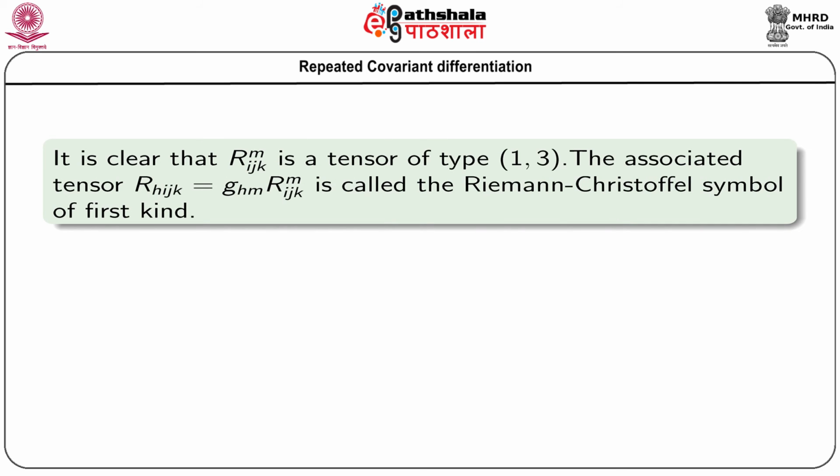And it is clear that R^m_ijk is a tensor of type 1-3 and its associated tensor R_hijk can be obtained by inner product of g_hm with R^m_ijk, and this associated tensor R_hijk is known as the Riemann-Christoffel tensor of the first kind.